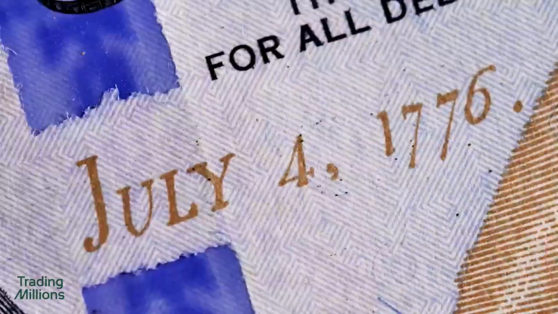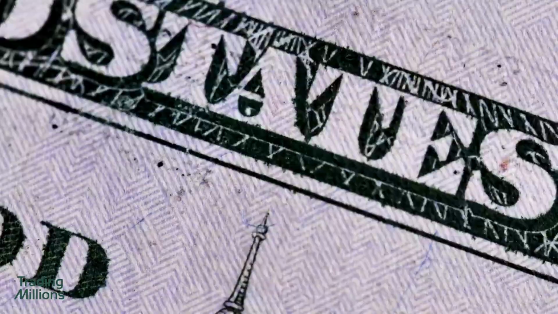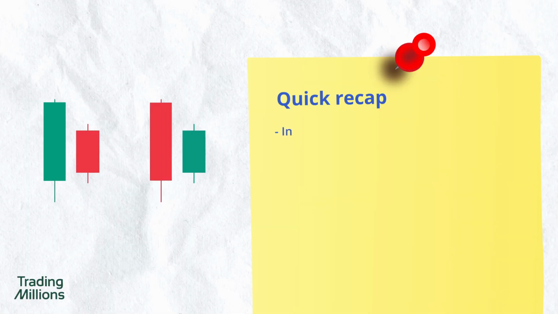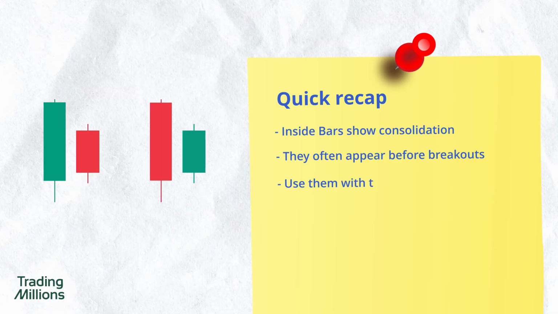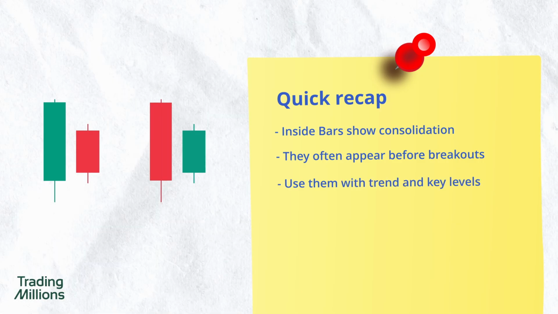Quick recap. Inside bars show consolidation. They often appear before breakouts. Use them with trend and key levels. And always manage your risk carefully.